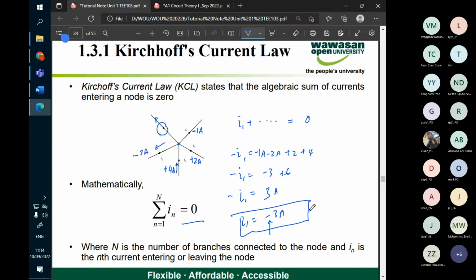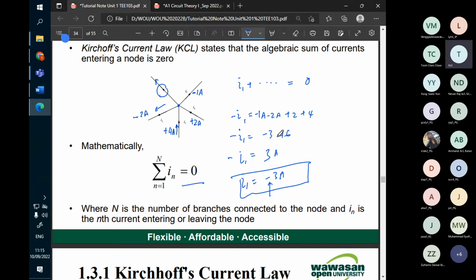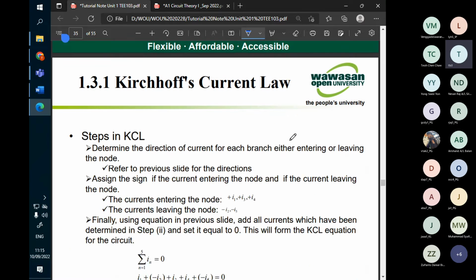Just now when I got the negative, it didn't match the arrow. I quite panicked because I just put in any value here. Remember, this could be 1 ampere, this could be 5 ampere. I simply put in any value without thinking. Of course, every time you assume a different value, you'll get a different answer. This is for sure.